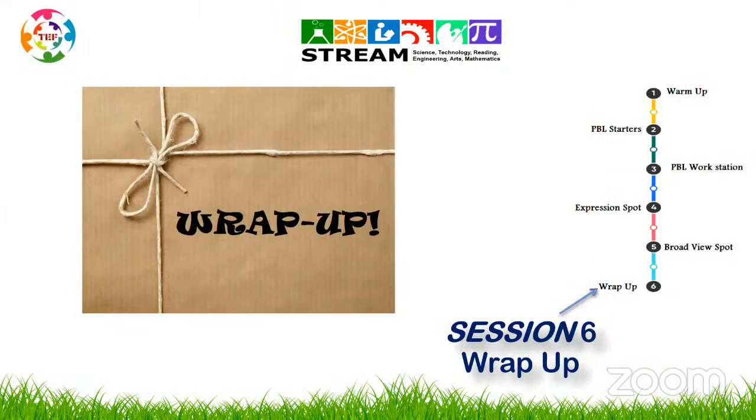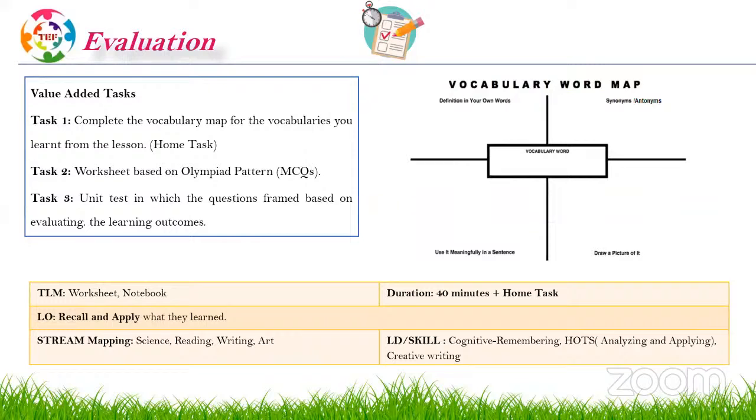So the last thing is the wrap up. So after completing the chapter, we must evaluate. So for the evaluation, here I suggested 2 to 3 activities. One is the vocabulary word mapping, the Olympiad pattern MCQs, and a basic traditional worksheet which contains all the objective and subjective questions. The teacher may plan their own innovative way. So at last, the evaluation part must be there.